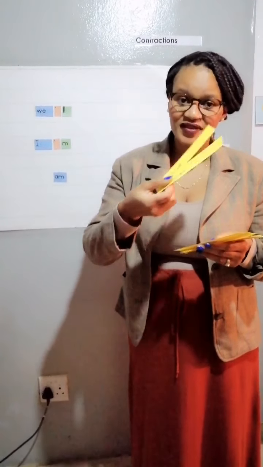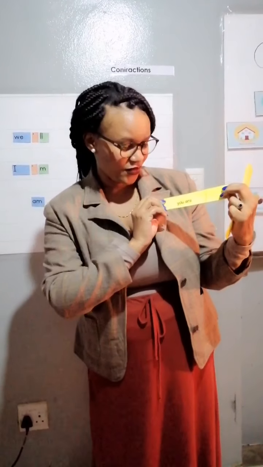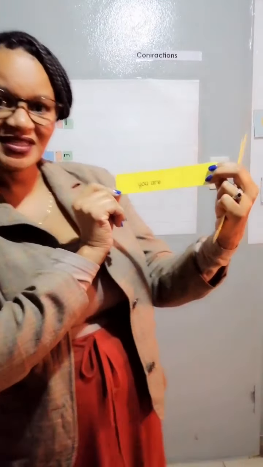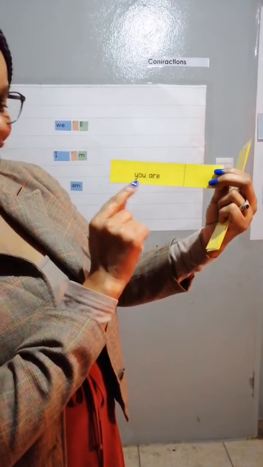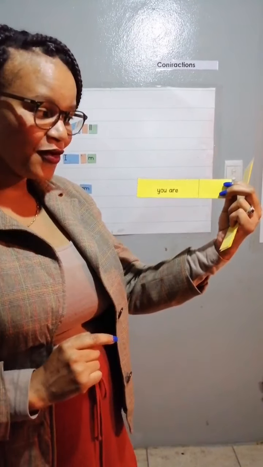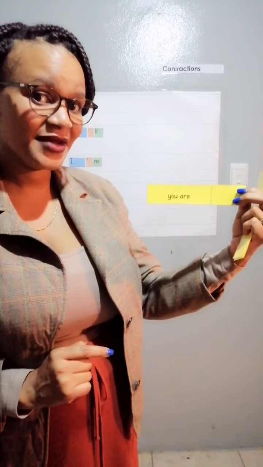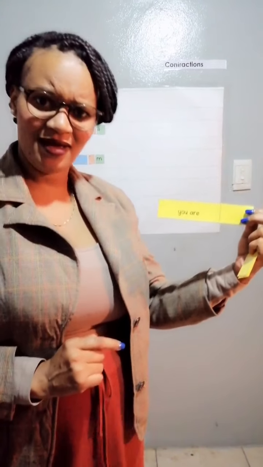We are also going to do contractions, but with this activity, each and every one is going to get 5 of these little slips. Each one will get 5 slips: 1, 2, 3, 4, 5 slips. When you get your slip, you take one slip and read out the 2 words for me. Here it's written, you are. Now we are trying to contract this word. Remember, we want to make it smaller.